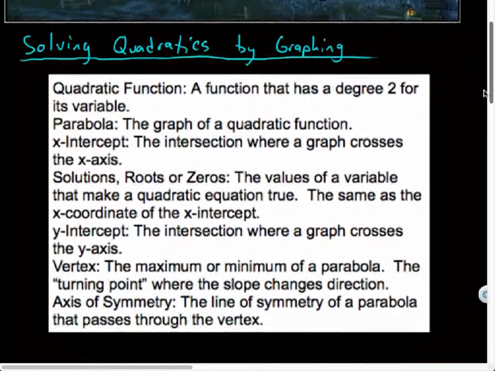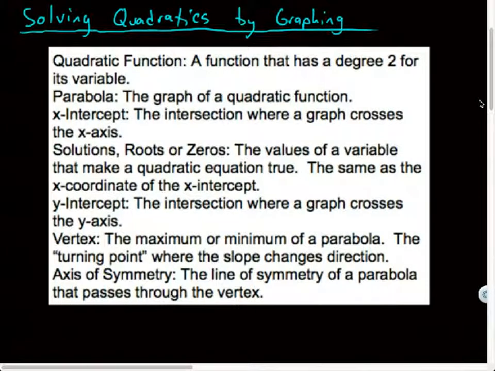And I've got a handful of vocabulary things coming at you. First of all, a quadratic function is a function that has a degree 2 for its variable. A parabola is the graph of a quadratic function. Now, X intercepts, solutions, roots, and zeros are all really synonymous with each other in a sense. X intercepts is talking about the graphical situation. These others refer to the more algebraic side, but they are actually always the same as the X intercept. So they're more or less synonymous.